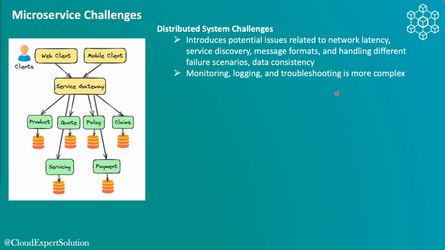There is a challenge to monitoring, logging, or even troubleshooting. For monolithic, we have one application server, all the logs in one place. We can debug that code, but in a microservice or distributed architecture, we'll have different logs. There could be cascading failures. We will see that in a different slide.